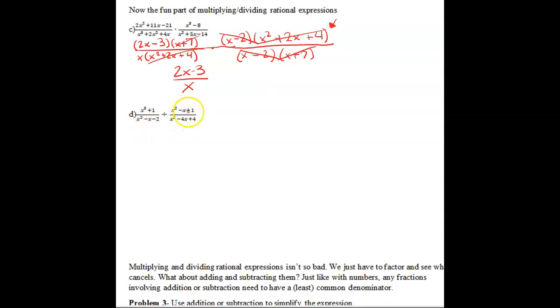Alright, on D, I've got x cubed plus 1 over x squared minus x minus 2 divided by x squared minus x plus 1 over x squared minus 4x plus 4. So there's a couple different ways that I can do this. Either way, it's going to turn out to be the same thing. It's just the order in which you do your steps.